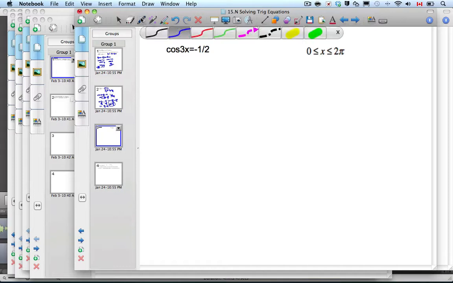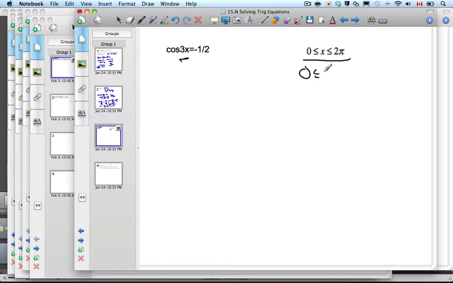So we have an equation here, cosine 3x equals -1/2, and here's my interval. Well, again, with the last example, my angle's 3x, so I'm going to change my interval to be 0 less than the 3x, all the way up to 6 pi. I'm going to find answers up to there.